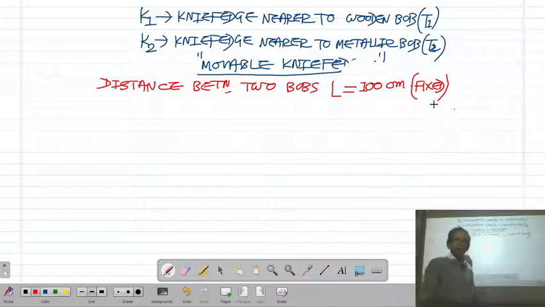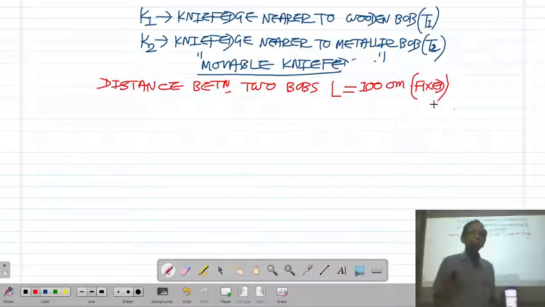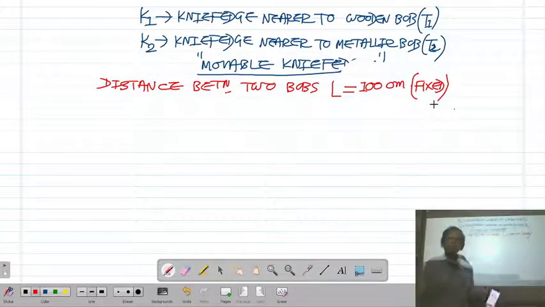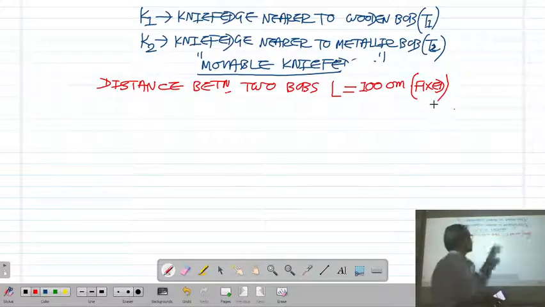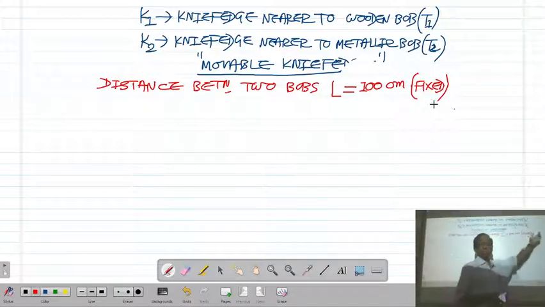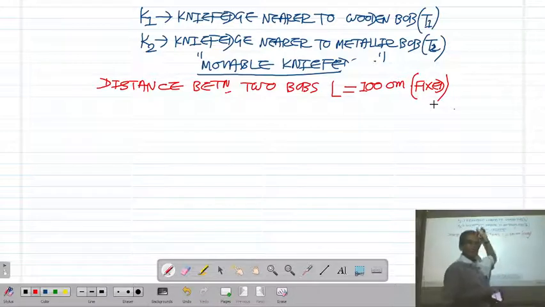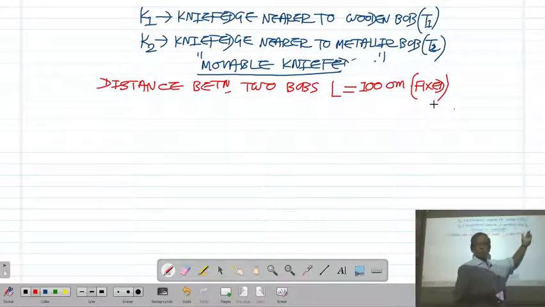So in the second part, knife edges are not fixed, but bobs are fixed. So let us give the distance between two knife edges. The distance between two bobs, wooden bob and metallic bob, capital is 100 centimeter, which is fixed.